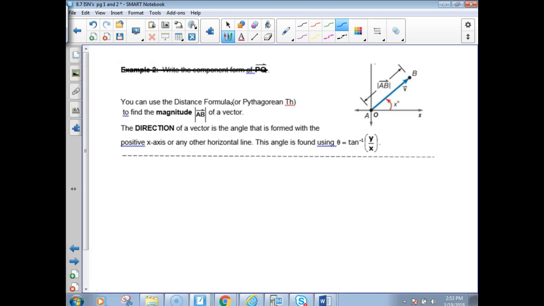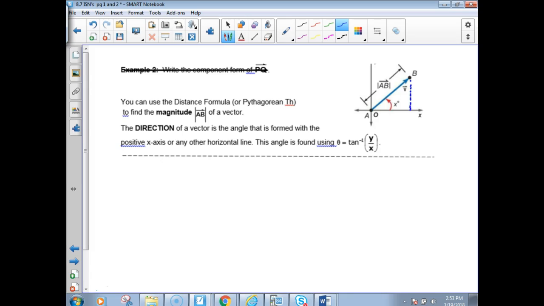You can use the distance formula or Pythagorean theorem to find the magnitude of a vector. The direction of a vector is the angle that is formed with the positive x-axis and any other horizontal line. That one's found by doing the inverse tangent. Let me show you what they're talking about here.